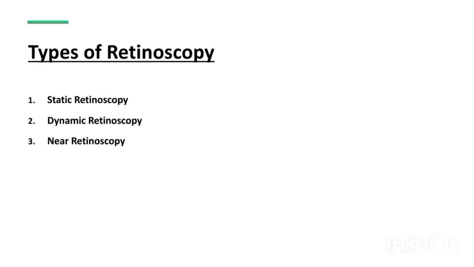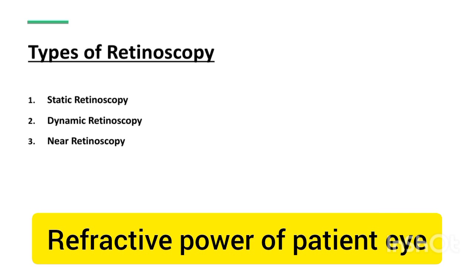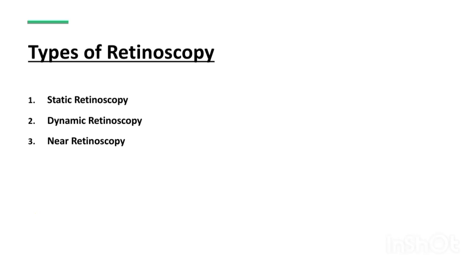Retinoscopy is the procedure we do with the help of the instrument retinoscope. There are three types of retinoscopy actually: static, dynamic, and near retinoscopy. All these three types can be done with a single instrument, that is the retinoscope. The purpose of static retinoscopy is to find out the refractive error or the refractive power of the patient.